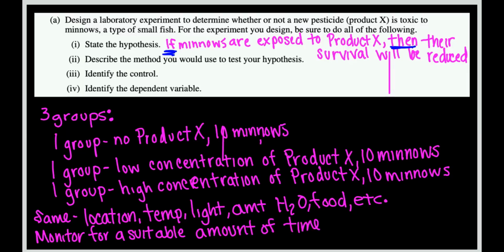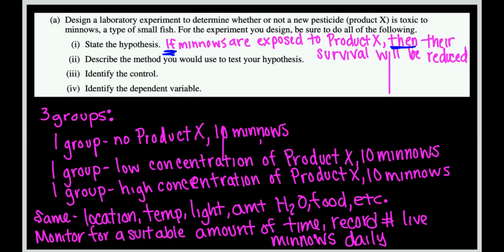And then I might say I would record the number of live minnows daily. Okay, so this is a general breakdown of how my experiment would be. It's not super detailed, but it at least gives us an idea of what we're gonna do. Okay, so we're gonna identify the control. That's what we want to do next.